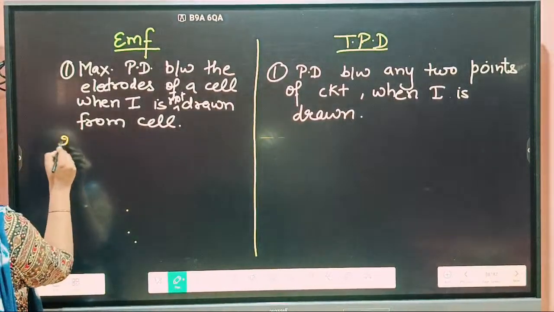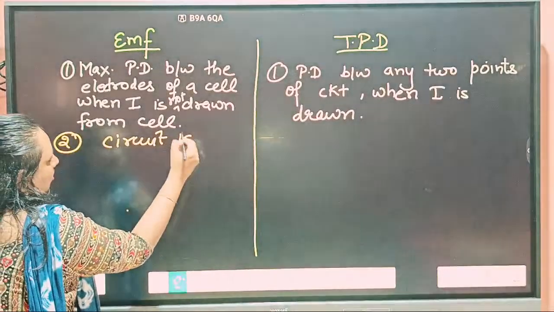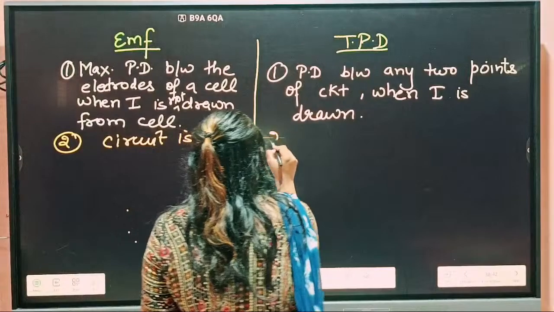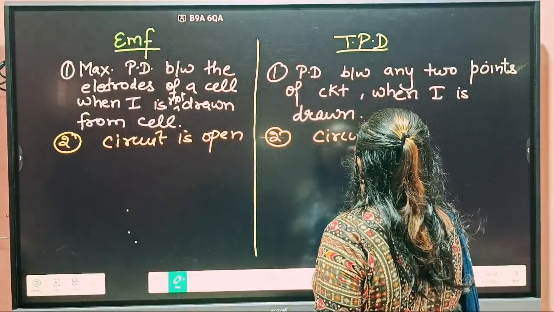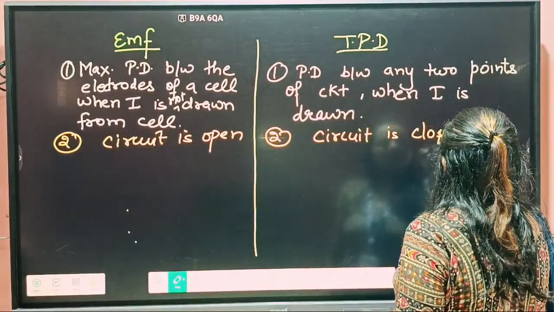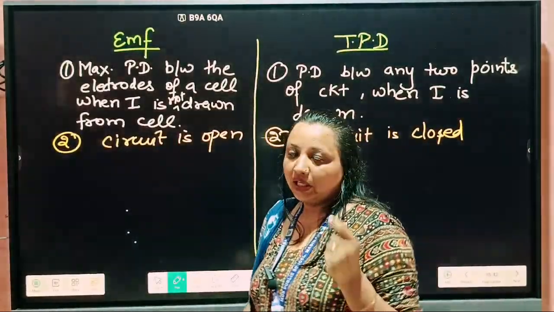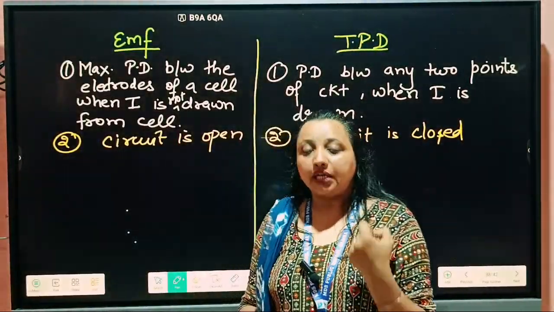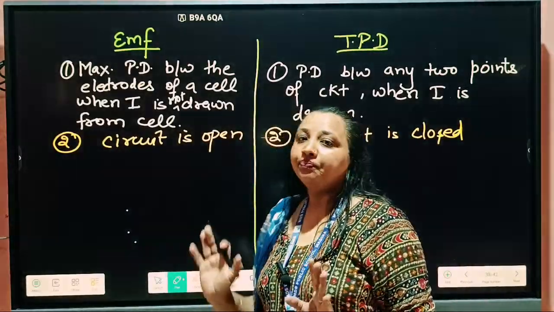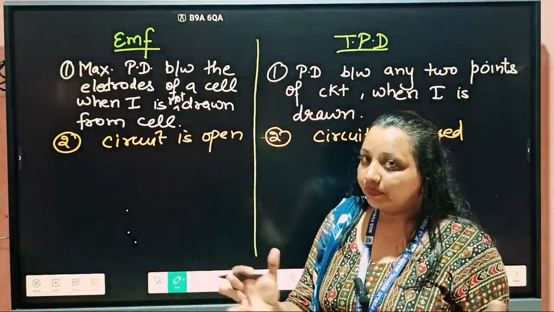Another difference: here circuit is open, that's why current is not drawn here. But in this case, circuit is closed, that's why current is drawn. Its value decreases naturally from the EMF. EMF has the greater value of potential difference in comparison to terminal potential difference. You understand now why? Because here the current starts flowing, the internal resistance also offers resistance through the conductor.